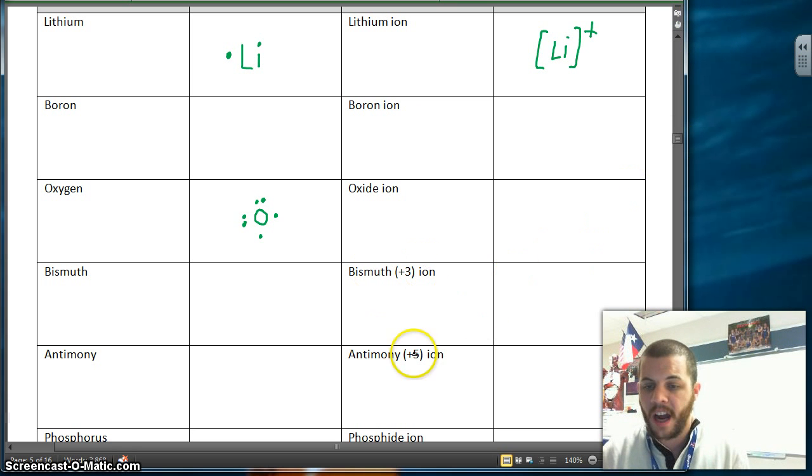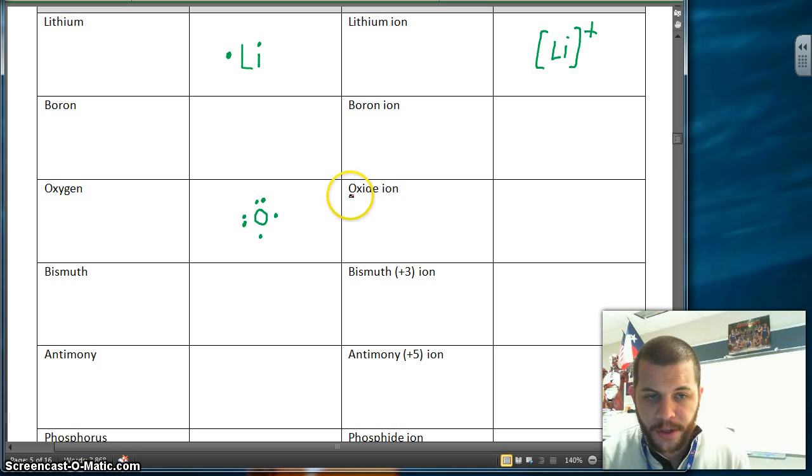Now for an oxide ion, we have to say, okay, oxygen is a non-metal, so it's a gainer. So we know it's going to gain electrons. It's going to gain electrons until it fills its valence shell. Its valence shell is its outermost shell, and its outermost shell can hold 8 electrons.